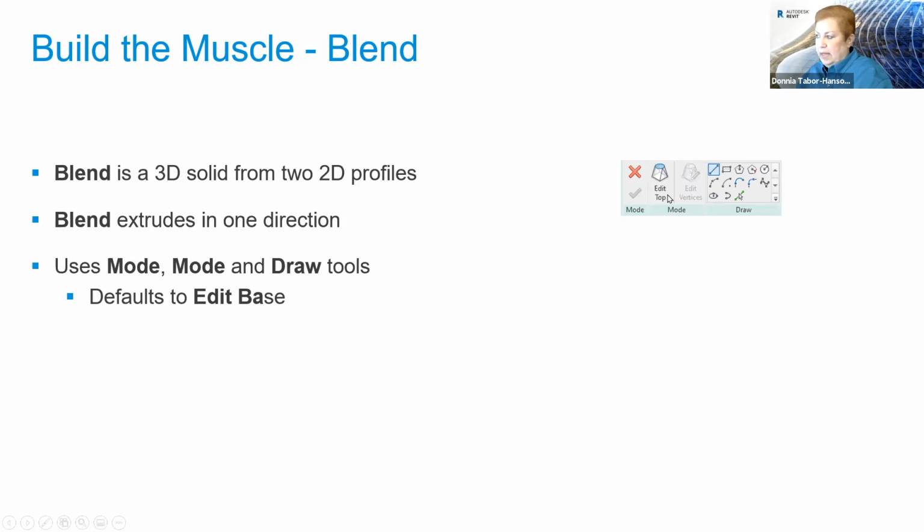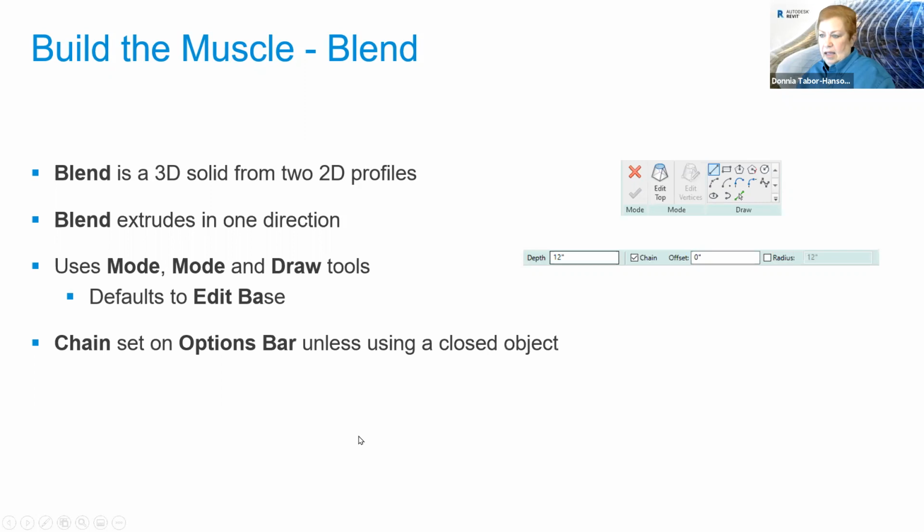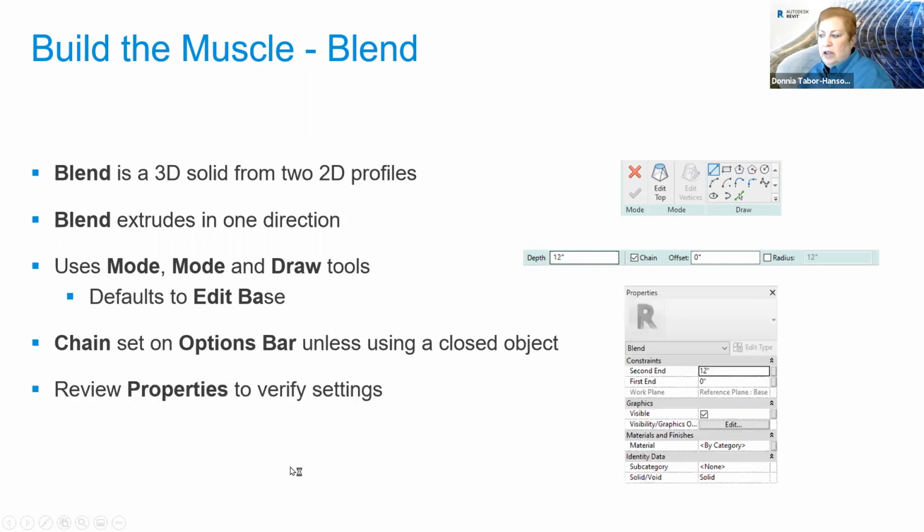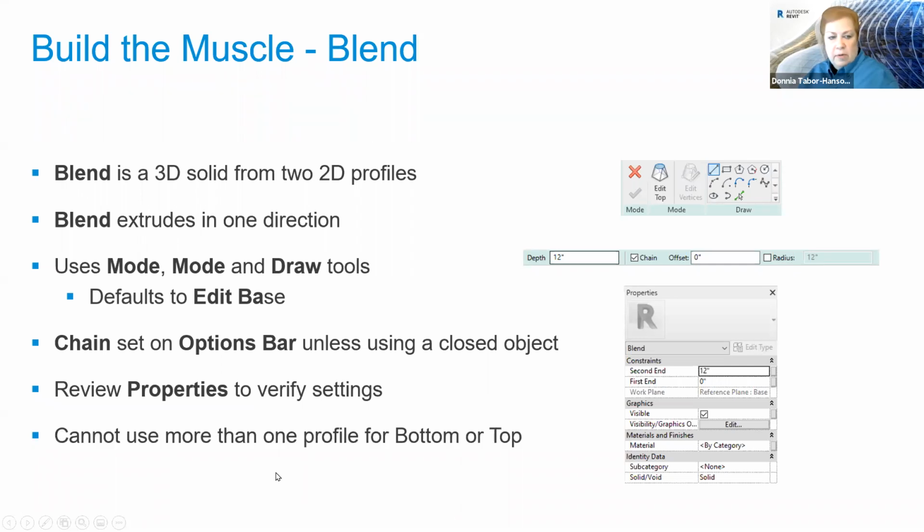It defaults to edit base. So you don't hit edit top until you're through editing the base. You do have to stop at the bar, and you're set to chain unless you choose a closed profile. I'll be using a closed profile just for example here. And you do want to review your properties on your way down. And you cannot use more than one profile for bottom or top. That's its limitation, where an extrusion will let you use more than one profile. It will let you use one profile for bottom, one profile for top, and it's just going to go in the direction. Then you can tell it height and attach it to reference planes or something if you need to.